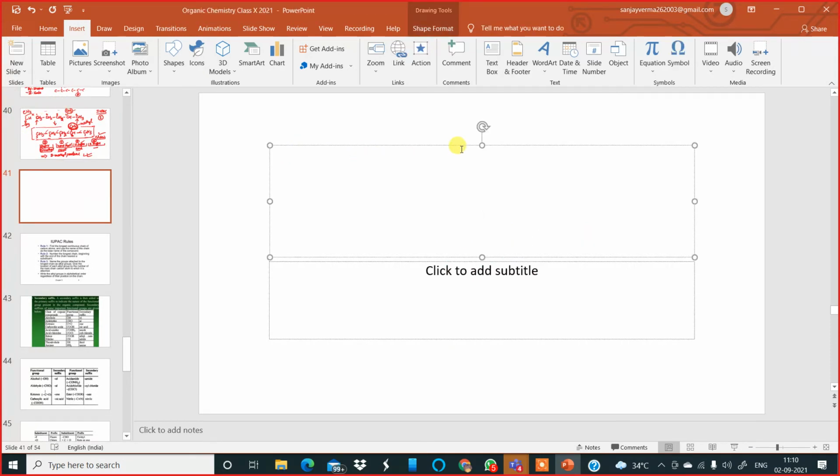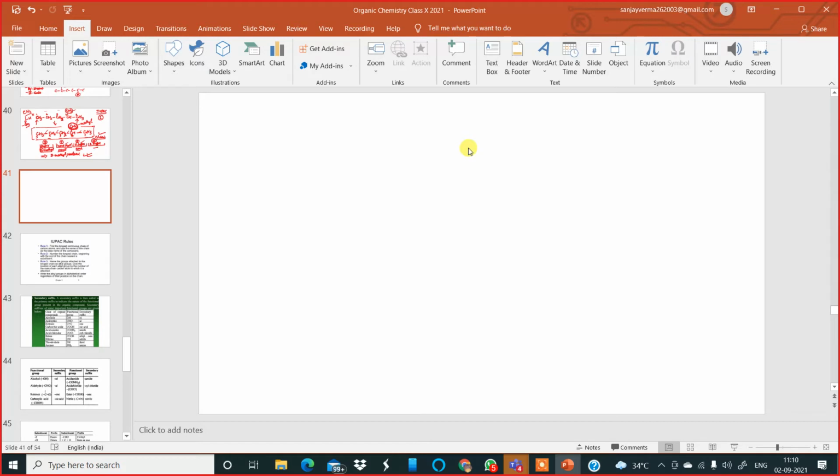Okay, now I'll do a few more examples. I'll make you perfect in this IUPAC nomenclature. Before going to the next example, let me explain to you about alkyl groups.